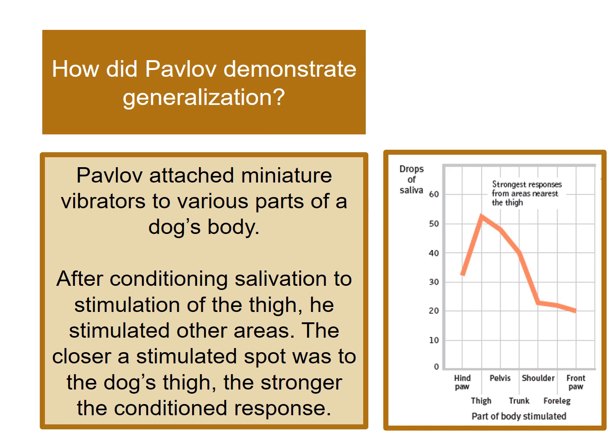How did Pavlov demonstrate generalization? So, Pavlov attached miniature vibrators to various parts of the dog's body. After conditioning salivation to stimulation of the thigh, he stimulated other areas. The closer a stimulated spot was to the dog's thigh, the stronger the conditioned response became.